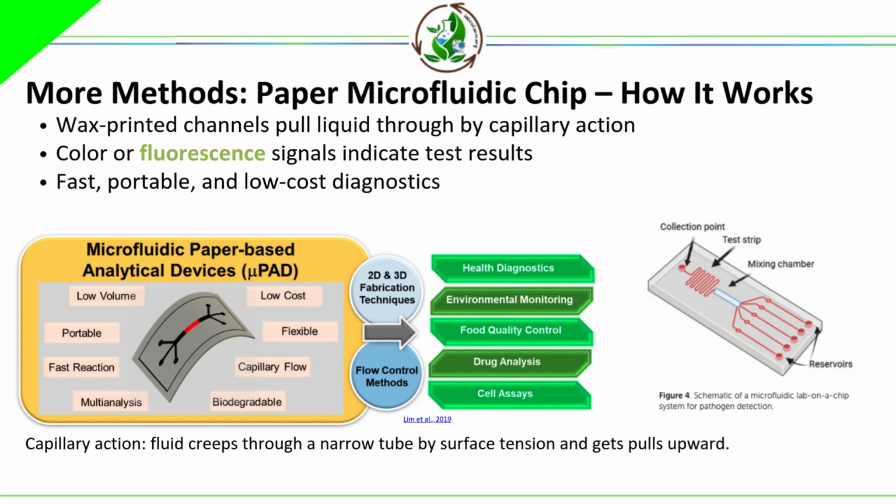Now we're shifting from lab-based tools to rapid, field-ready methods. One of the most promising is the paper microfluidic chip, a simple, portable diagnostic tool designed for speed, affordability, and accessibility right where crops are growing.